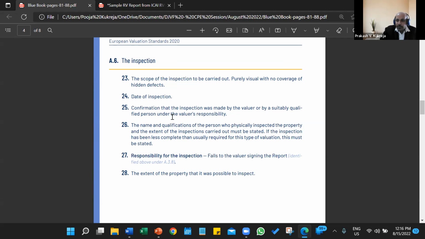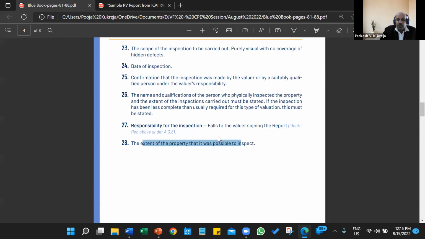And coming back to Puneet sir's point, for land and building you need one of the representatives, a senior representative from the bank or the appointing authority. Name and qualification of the person who physically inspected the property. Responsibility for the inspection, and the extent of the property that was possible to inspect.